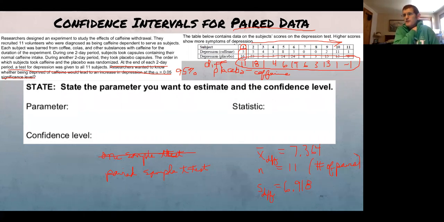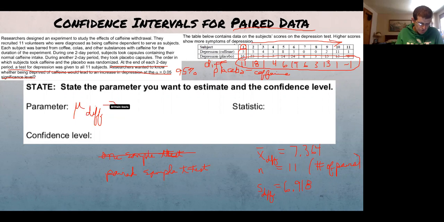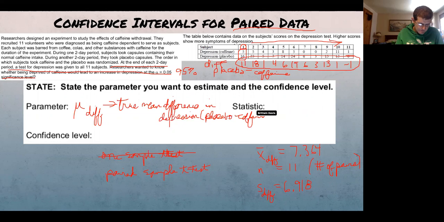And hopefully it follows that if we are working with the sample mean for differences and the sample standard deviation for differences, then we're using this to estimate the parameter of the population difference, or the population mean of differences, which here is going to be the true mean difference in depression. And I could put placebo minus caffeine. The statistic that we're using to estimate it, we already calculated.